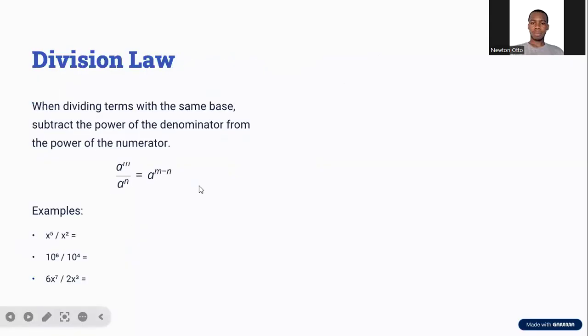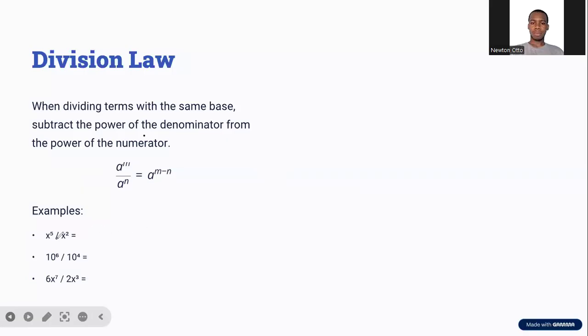So we're going to the division law. When dividing terms with the same base, you subtract the power of the denominator from the power of the numerator. So a raised to power m divided by a raised to power n. You subtract the power of the denominator from the power of the numerator. This is a raised to power m minus n. m over n, just m minus n.